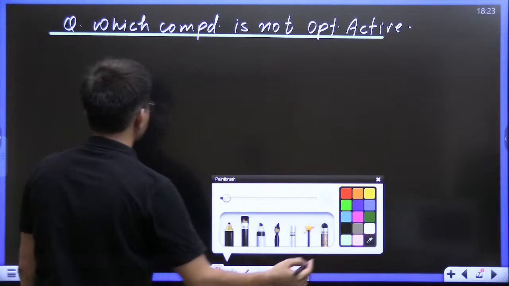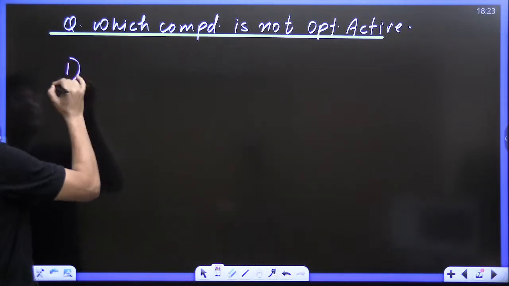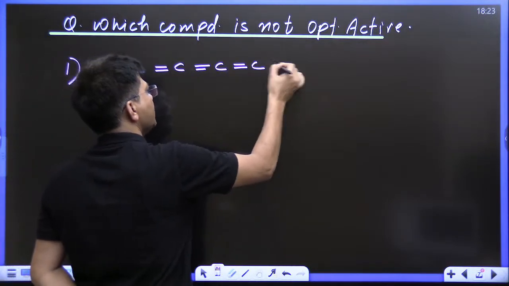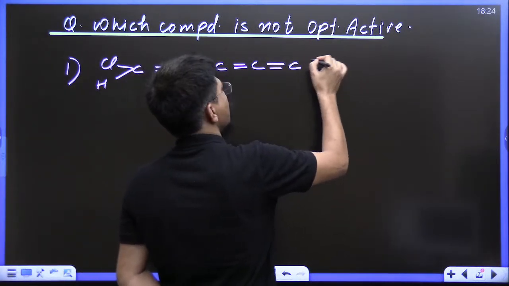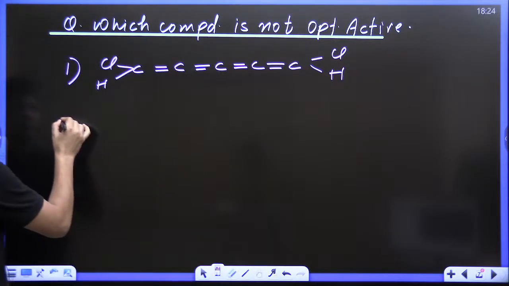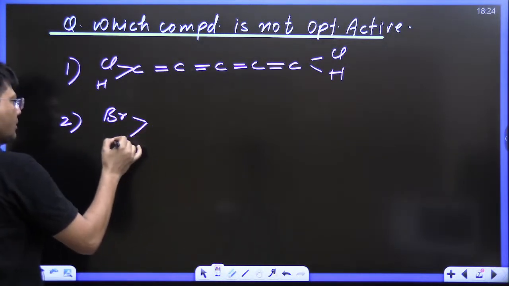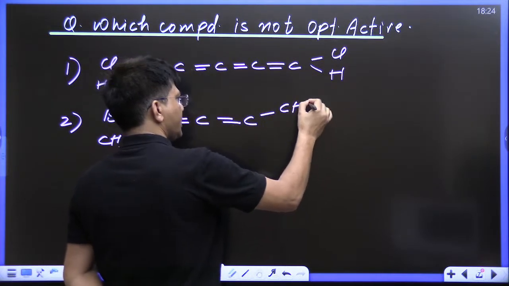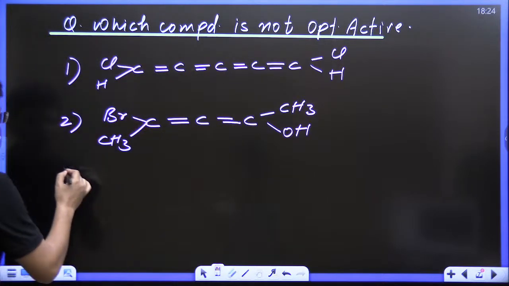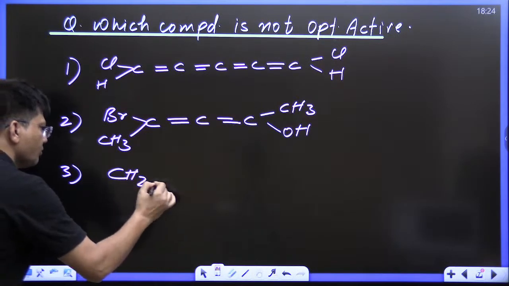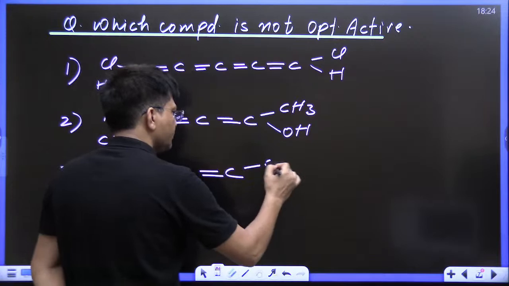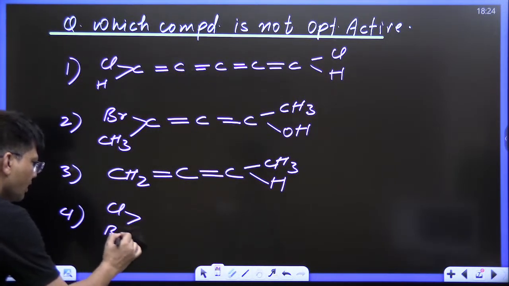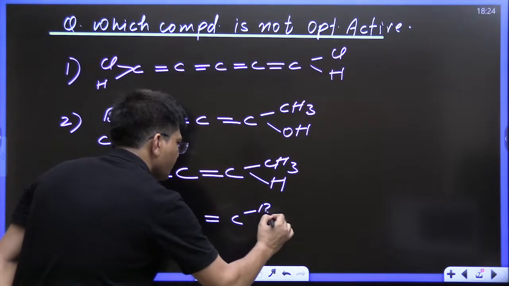So the compounds are: first compound is ClHC=C=C=C=CClH. Second compound is Br(CH3)C=C=C(CH3)OH. Third compound is CH2=C=C(CH3)H. And fourth compound is ClBrC=C=CBrCl.